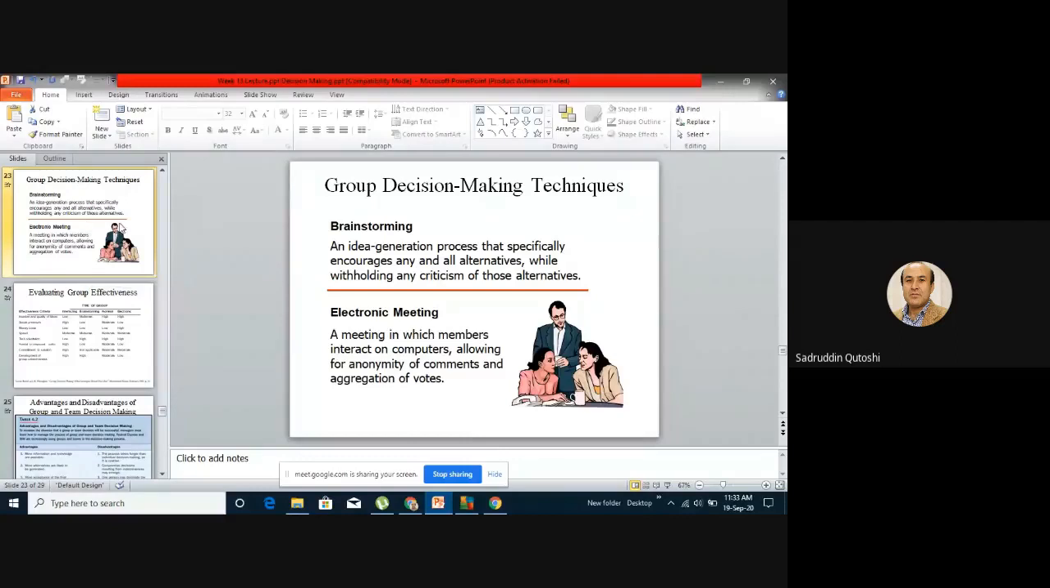The third thing is very famous, and that is brainstorming. We mostly use it in classrooms and in other situations to develop an idea that makes better sense for the whole group. So it is an idea generation process that specifically encourages any or all alternatives while withholding any criticism of those alternatives. So that's how you can come up with something meaningful rather than just picking some idea.